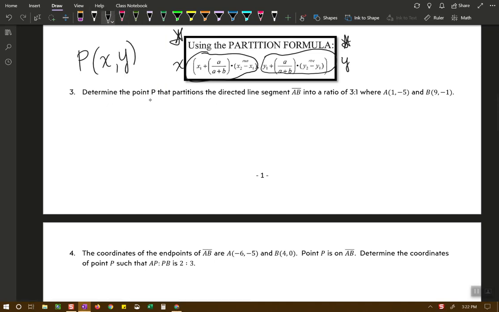So it says determine the point P that partitions a directed line segment AB. So we know the segment starts at A and ends at B into a ratio of 3:1. So then this is little a and 1 is little b. And yes, that also means that a plus b is going to be 4. This is A. Since A is the first point, this will be your x1 and that's your y1. This is x2 and that's your y2. We start at A and we end at B.